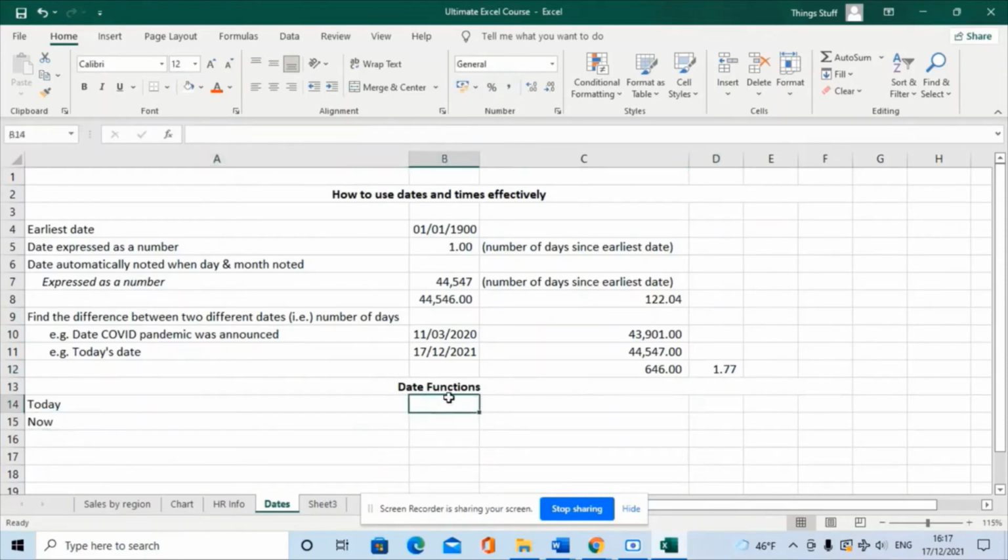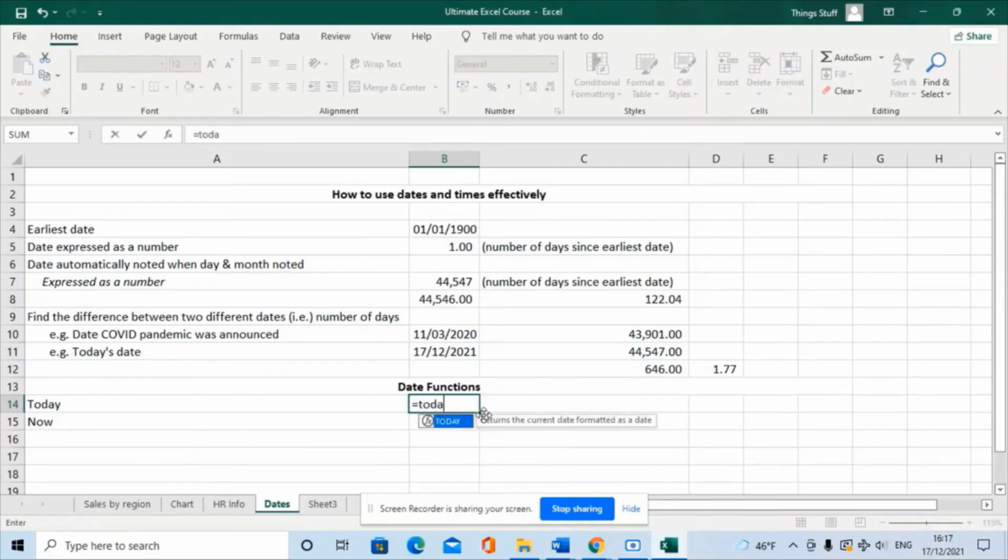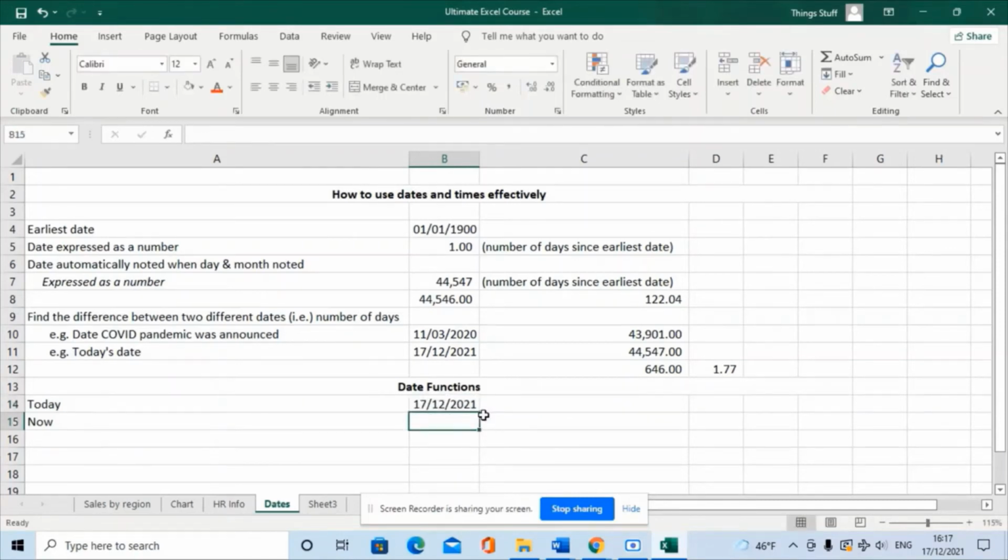Date functions. So an easier way to find today's date, well, arguably, because if you don't know today's date, you could just take a look at it on the right bottom side of your screen. But you can also do another formula. That provides you with the date today.